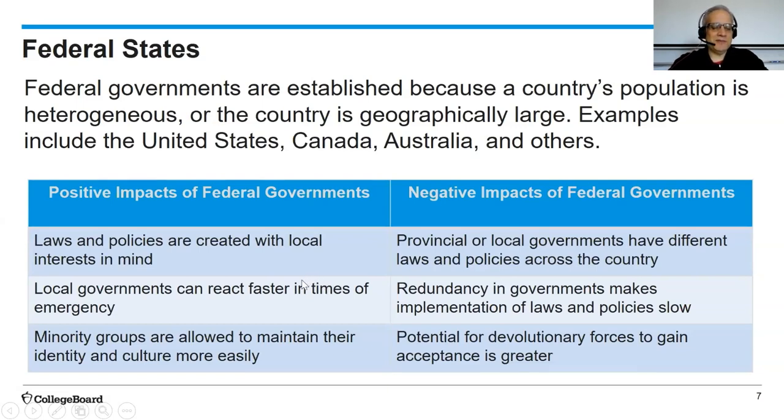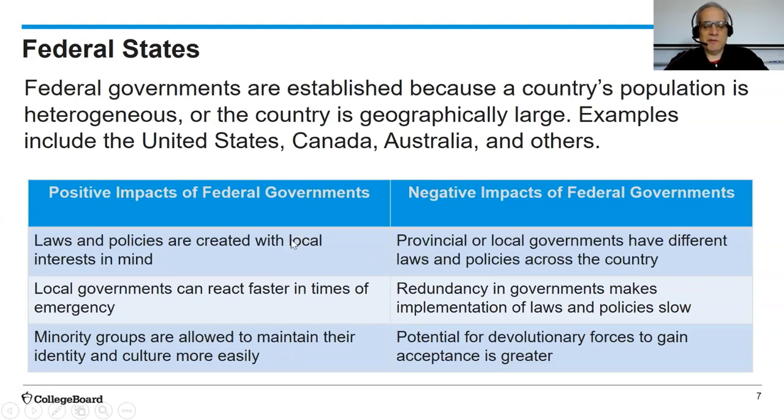Some positive impacts of federal governments include the fact that laws and policies are created with local interests in mind. People at the local level are making laws for themselves, which means that they can address their needs the most. Local governments can react faster in times of an emergency. If a local government has to wait for the national government to act, they could lose precious time and money. And lastly, minority groups are allowed to maintain their identity and culture more easily.